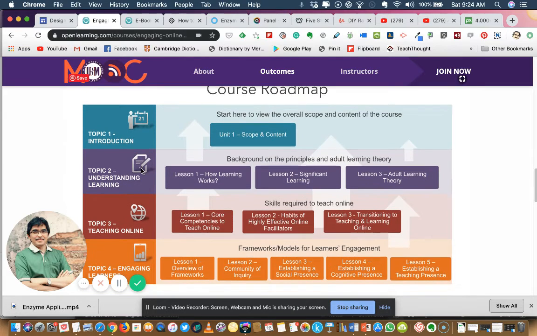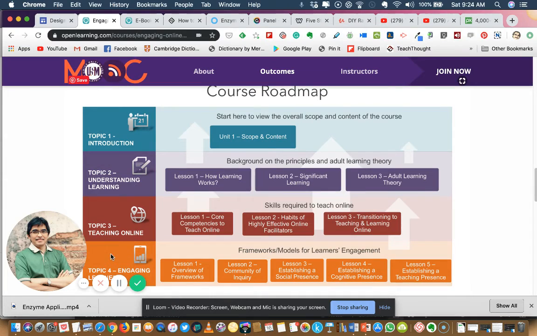So in this course, there are 4 topics, topic 1, topic 2, topic 3, and topic 4. And what are the titles of the topics. And for each topic, we can see, for example, topic 1 here. It will tell the student to start here, which gives the scope and content of the course. And topic 2 about understanding learning.